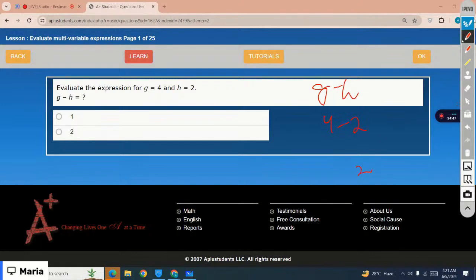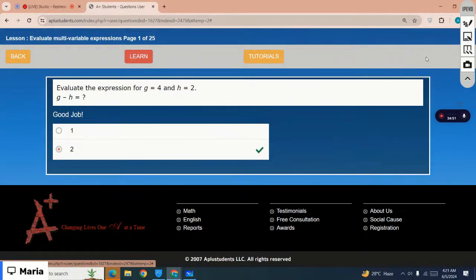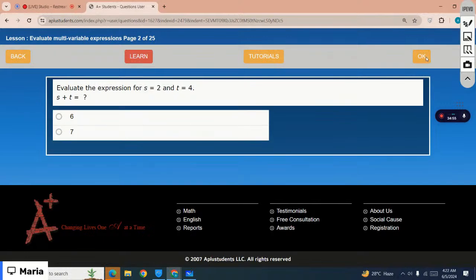Okay, very good if you have already done it. The correct option is 2. Then that is another practice for you, right? Evaluate the expression for s equals 2 and t equals 4. You have to evaluate it for s plus t. So which is the correct option?